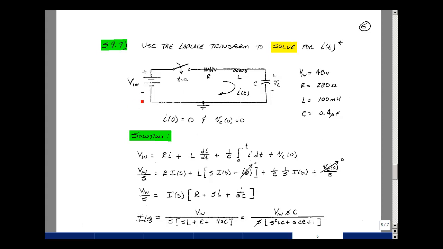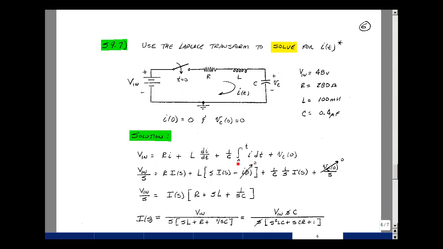The input is a battery of 48 volts, the resistor was 280 ohms, the inductor was 100 millihenries, and the capacitor was 0.4 microfarads, and we had zero initial conditions. For the differential equation, once the switch closes, we have the rise in voltage is V in, the drop would be I times R, the drop across the inductor would be L di/dt, and the drop across the capacitor is 1 over C integral of I dt plus the initial condition.